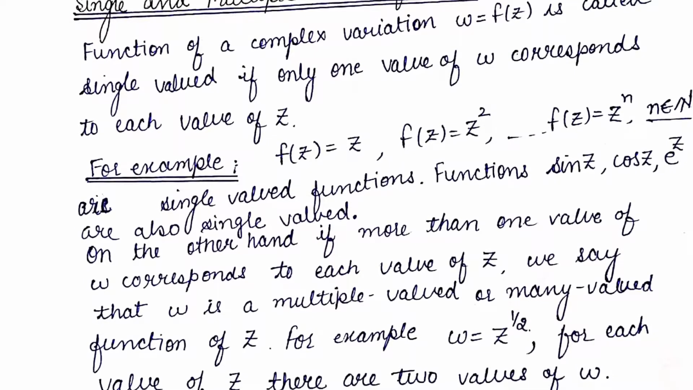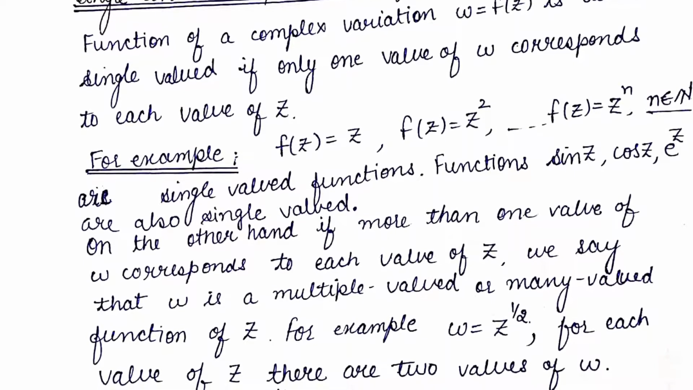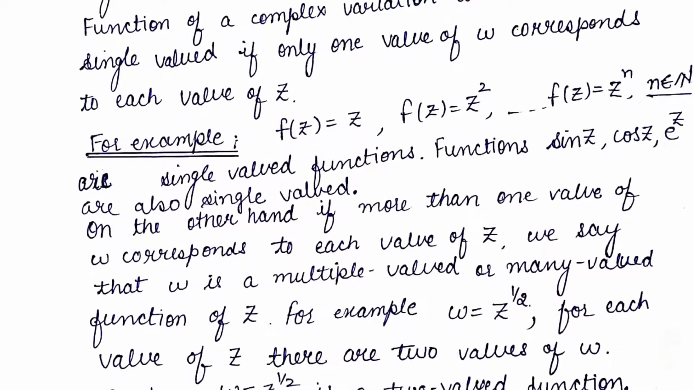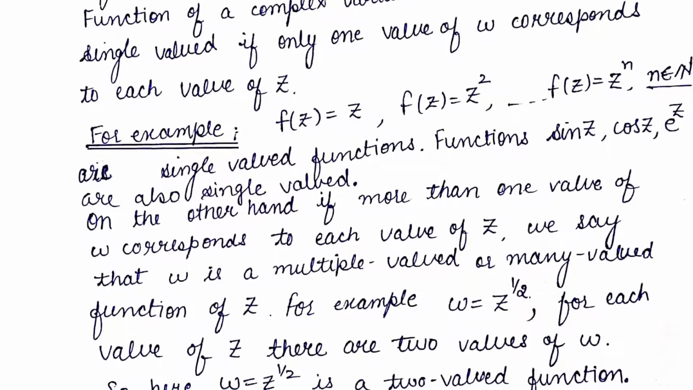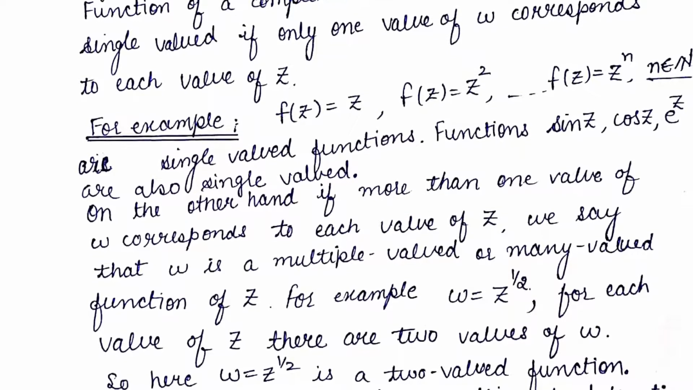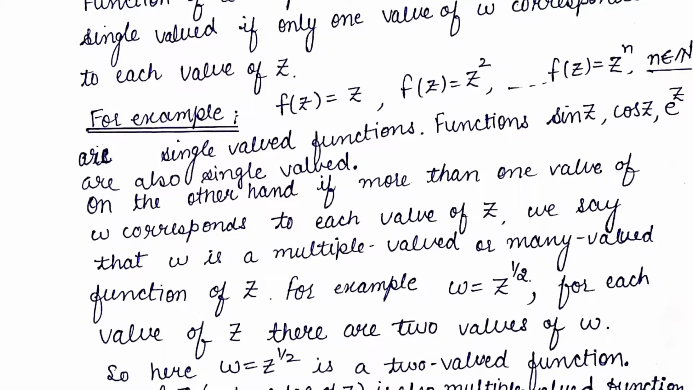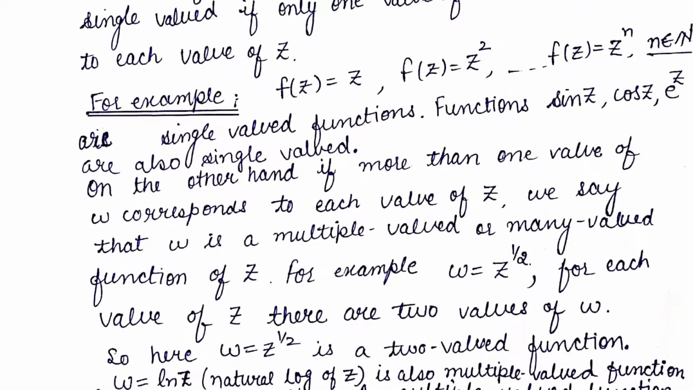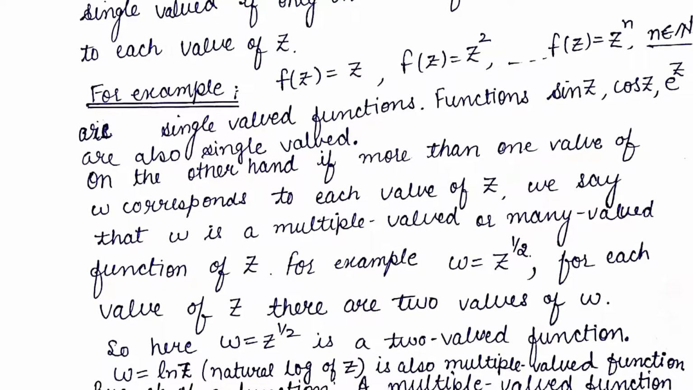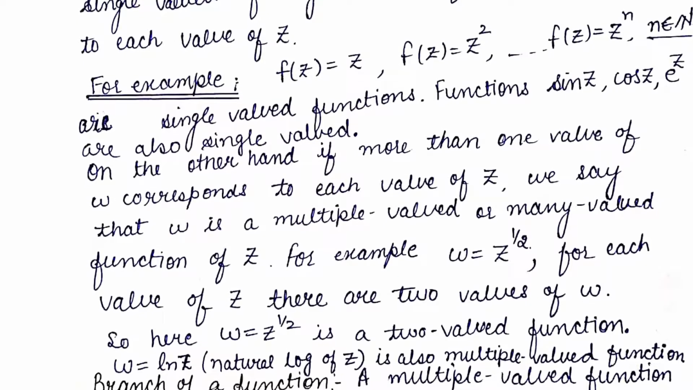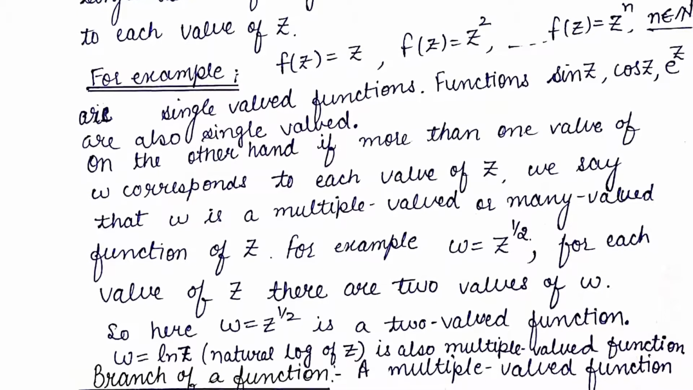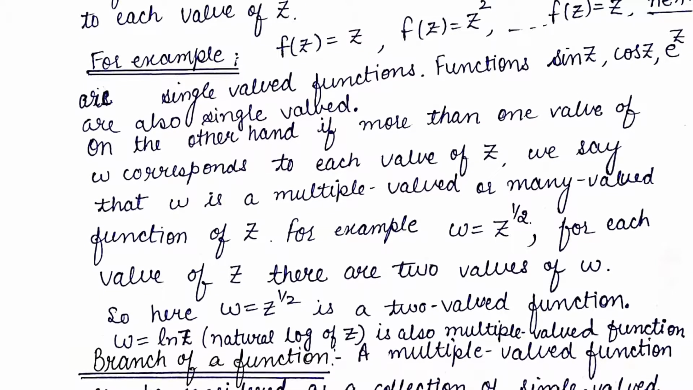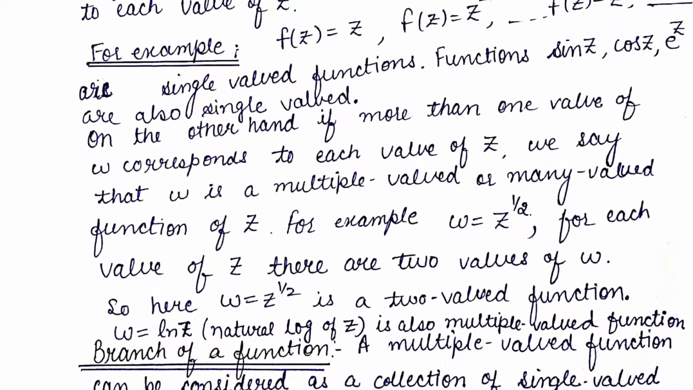On the other hand, if more than one value of w corresponds to each value of z, that is, when you put one value of z, you get more than one value of w corresponding to that value of z, then the function is called multiple valued. For example, w is equal to z raised to power half. If you put any value of z, say z is equal to 2, then you get two values of w that are plus minus under root 2. So this is a multiple valued function.